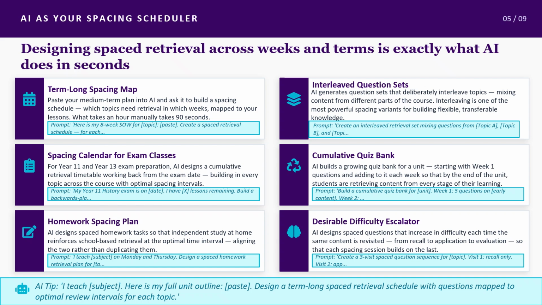The first retrieval is simple recall, just the fact or the definition. The second is application. Use the knowledge to explain or analyze something. The third is evaluation. Compare, judge significance, or construct an argument. Each visit builds on the last, and the spacing between visits ensures the memory is genuinely strengthened at each stage.